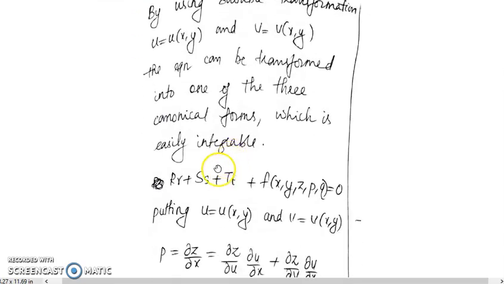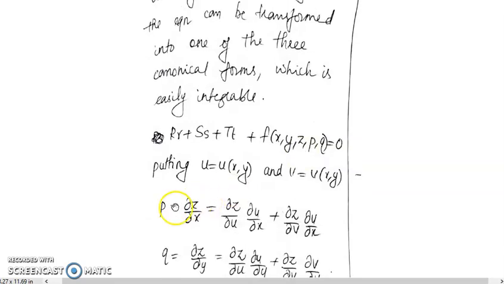So when you have an equation of this type, so this is our equation, I am putting u equal to u of x, y and v equal to v of x, y. By chain rule of differentiation, if u equal to u of x, y and v equal to v of x, y, then x and y can be expressed as functions of u and v. അപ്പോൾ നമുക്ക് ഈ partial derivatives, you have the partial derivatives p, q, r, s and t, so they can be expressed in terms of u and v.